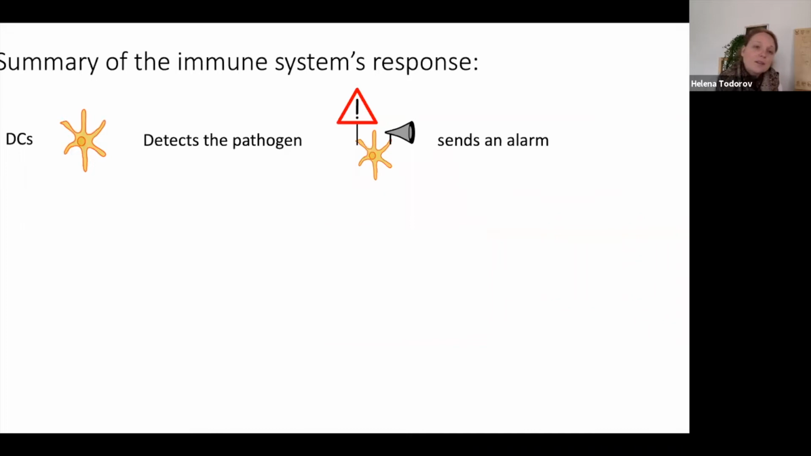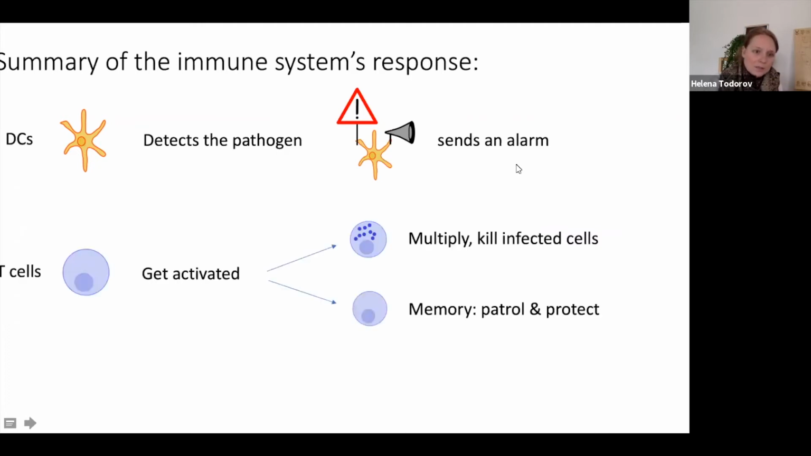So in summary, in this first part, we've seen different actors of the immune system. We've seen these dendritic cells, whose role it is to detect the pathogen and send an alarm to other cells. And we've also seen these T cells that when they get activated, they can either multiply and kill the infected cells, or they become memory cells that can patrol and protect us.